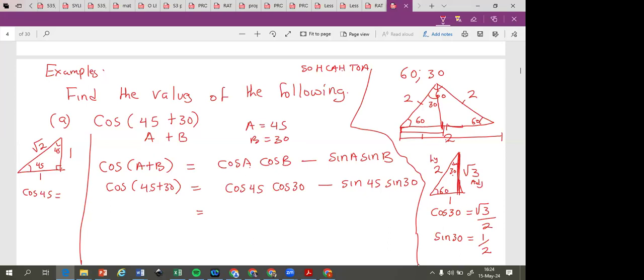1 over root 2. Which you can rationalize. And then what is going to be our sine of 45? Root of 2 over 2. Yes, when you rationalize it, okay, good.